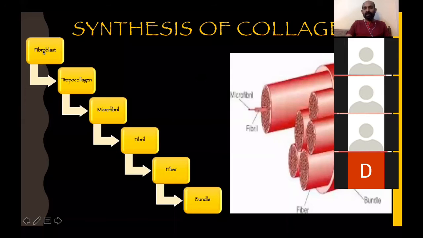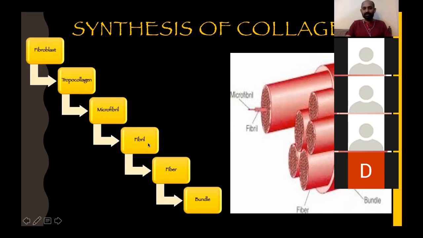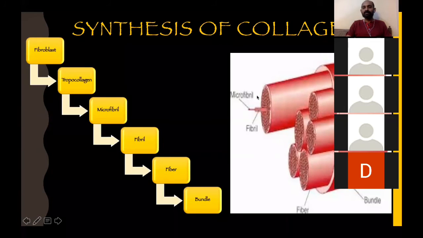So the fibroblast synthesizes something which is called tropocollagen, which forms the microfibrils. These microfibrils now will form the fibril, which is nothing but a hair-like structure. These fibrils join together to form fibers, and finally they form the bundles. So this is the structure here.